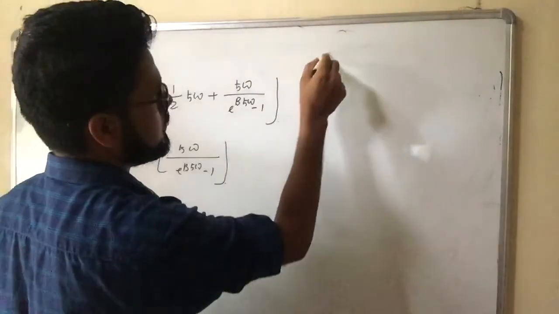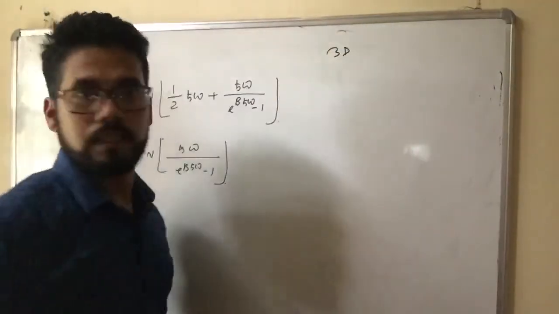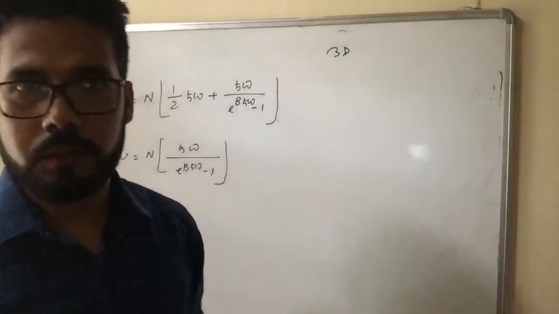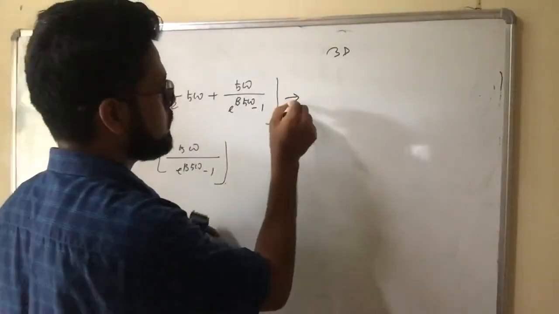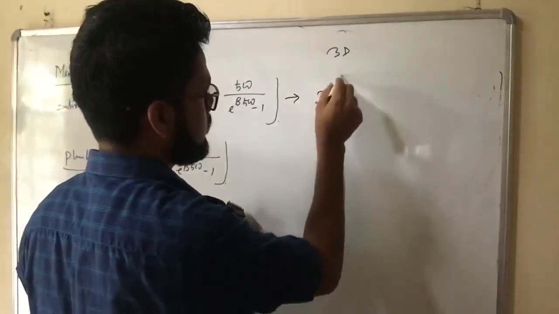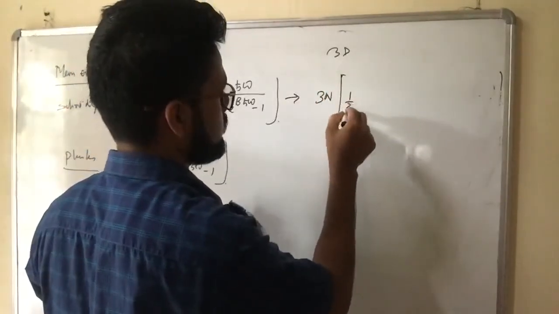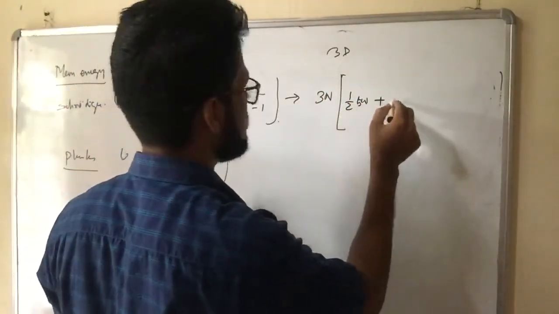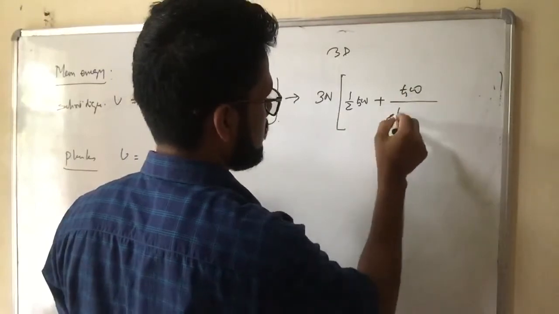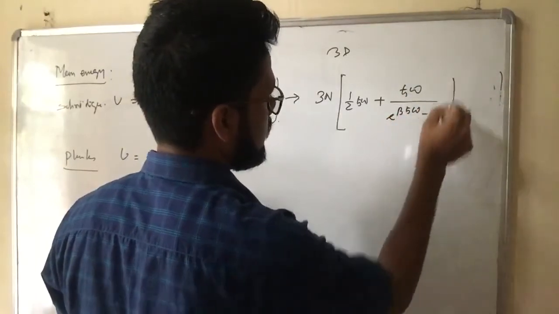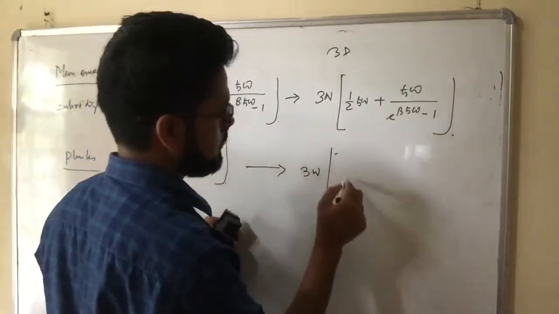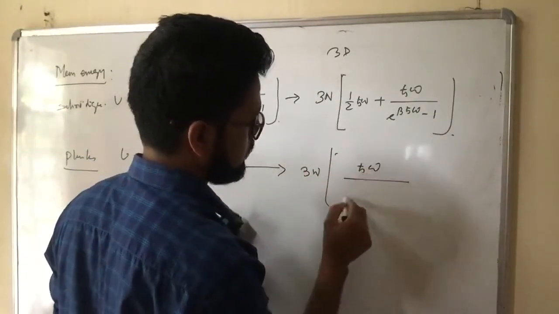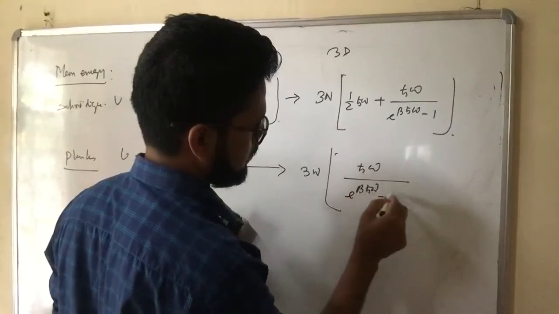If it is a 3D crystal, suppose with n atoms, it means n Thyssen oscillators. This will become equal to this expression: half h cos omega plus h cos omega over e to the power beta h cos omega minus 1. Clear? And this expression, h cos omega over e to the power beta h cos omega minus 1.